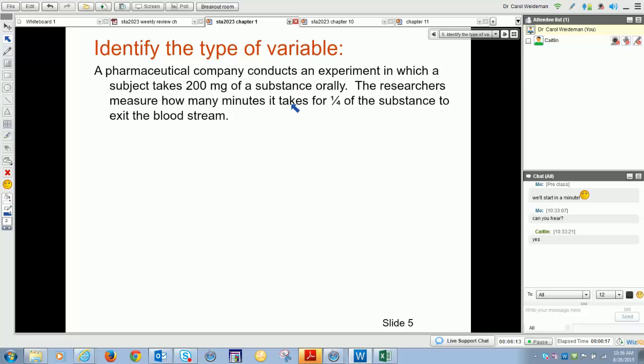So is that a quantitative or a categorical variable? You want to try that one, Caitlin? Is it quantitative or categorical if we measure the minutes? Yeah, it's quantitative, right? And the units are just going to be the minutes. So that one's a pretty easy one. It's quantitative and it's minutes.